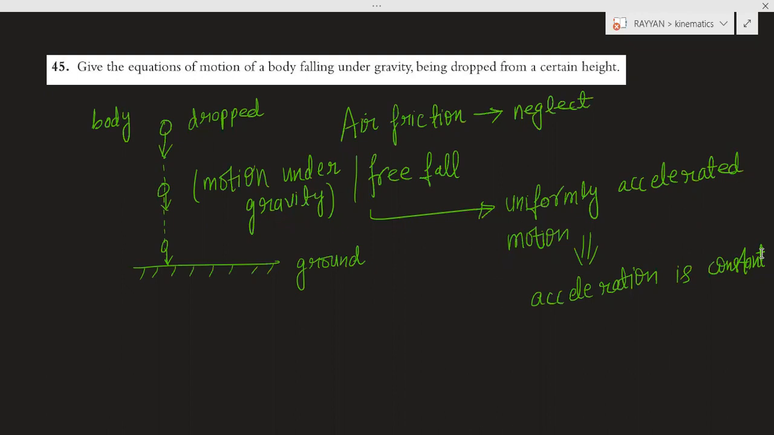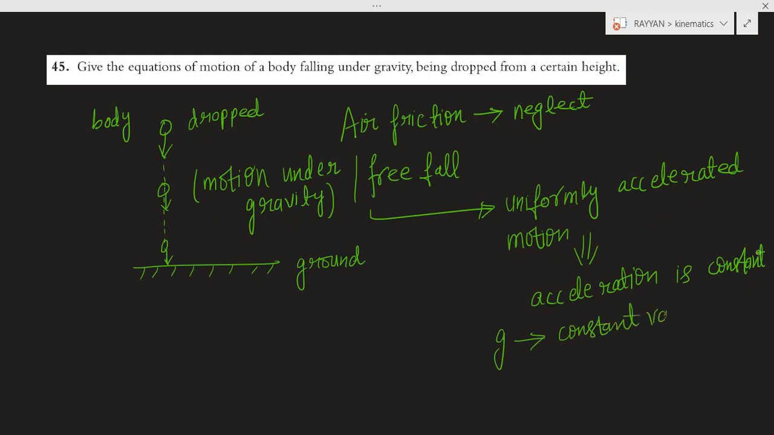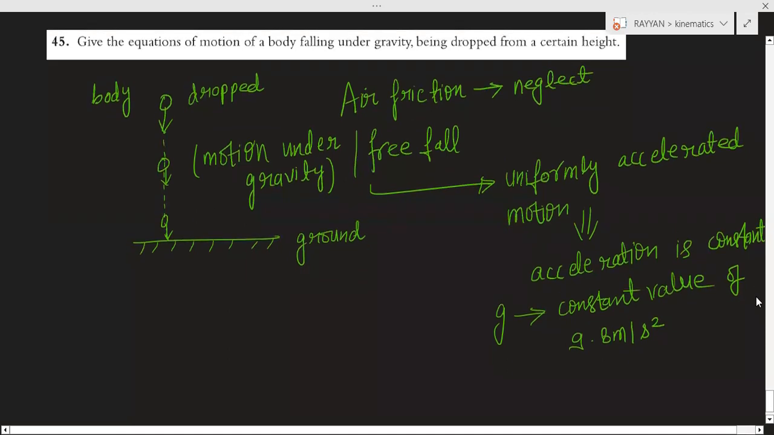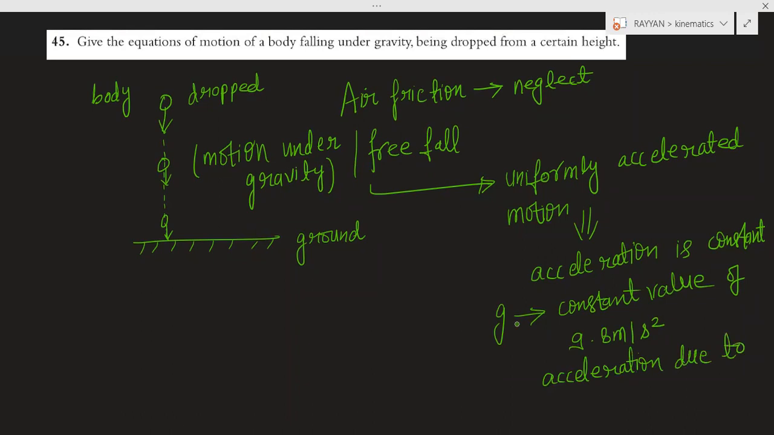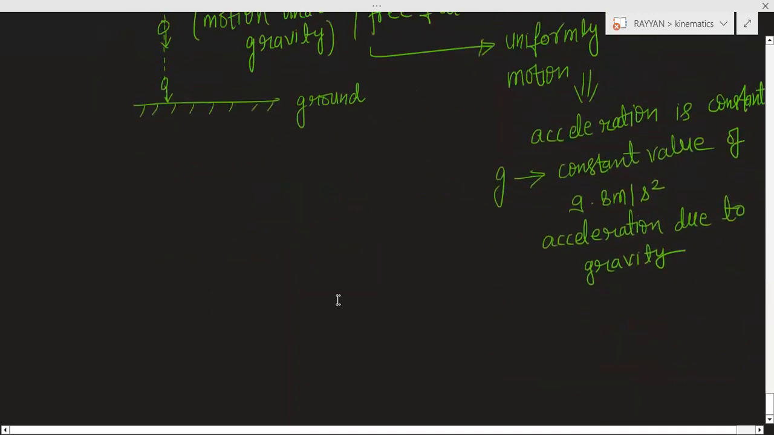So acceleration is constant, and that constant acceleration value for the earth is known as acceleration due to gravity, g. This is the constant value of 9.8 meters per second square, and this is known as acceleration due to gravity.